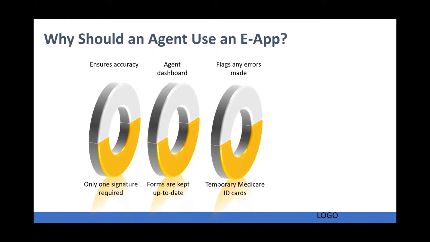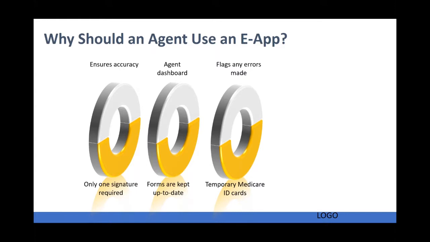The e-app is also going to flag any errors made. This kind of goes in tandem with the first one. It ensures accuracy. Again, you cannot submit an e-application if it's not completely filled out or if there's any errors in responses that you provided. And the final thing we have, and this is a big one, if you submit business using an e-application, for Mutual of Omaha anyway, you are going to be provided with temporary Medicare ID cards that your client can use as soon as the application is issued.